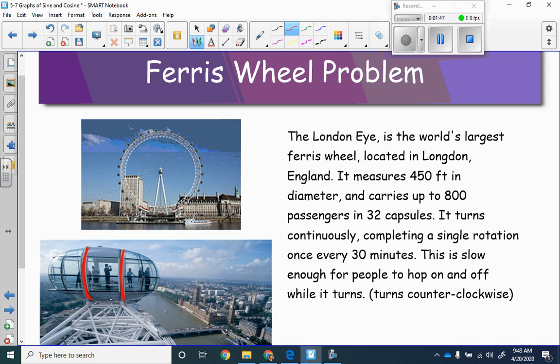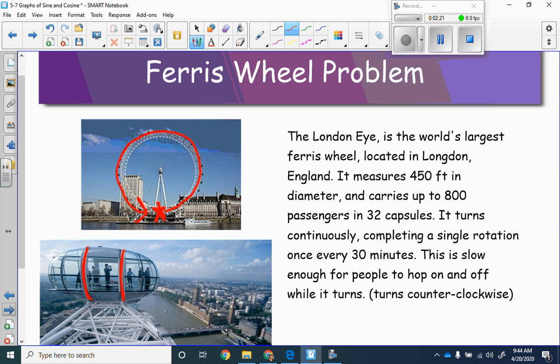It turns continuously. It completes a single rotation once every 30 minutes. And it's slow enough for people to hop on and off while it turns down at the base of the Ferris wheel. For our purposes here, we are going to be treating it like we're getting on, obviously, at the base here. And we're going to be going counterclockwise as we think about this. Later on, we'll talk about going clockwise too. But we're going to be going in the counterclockwise direction for now.